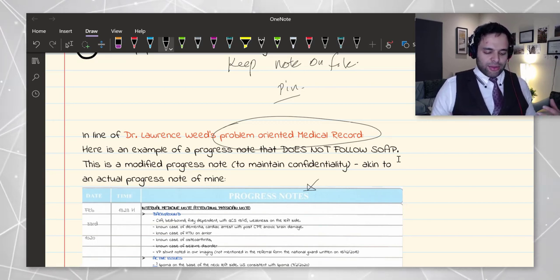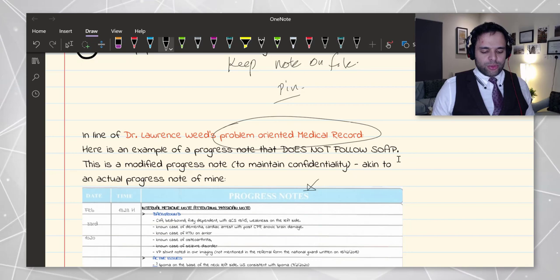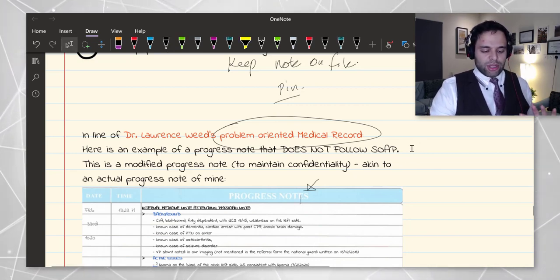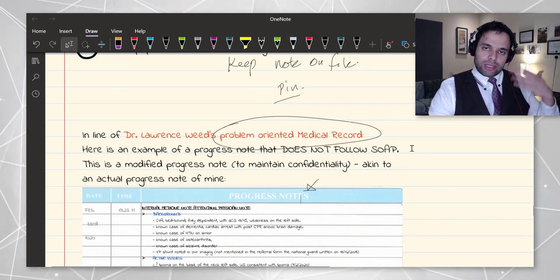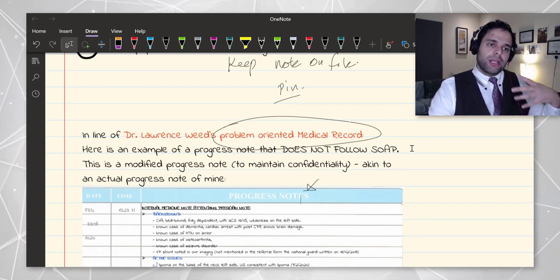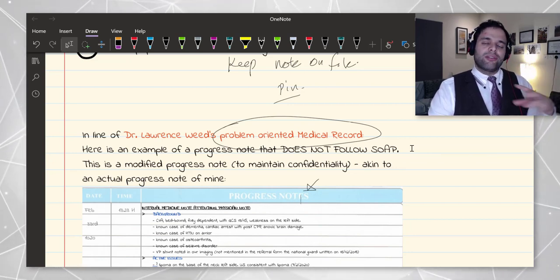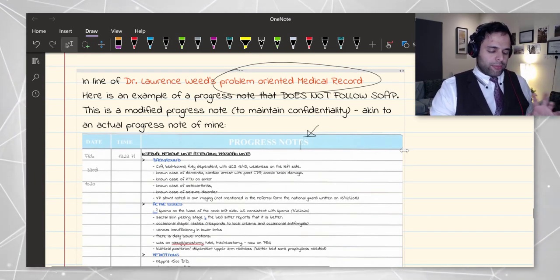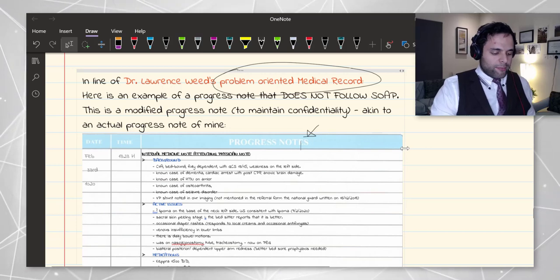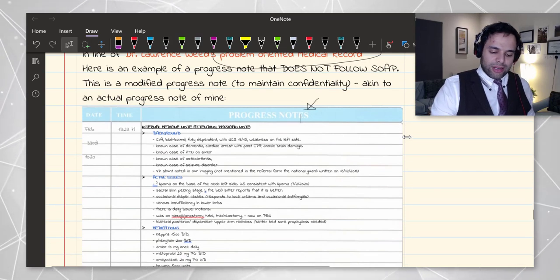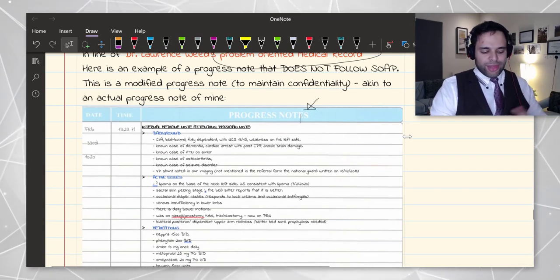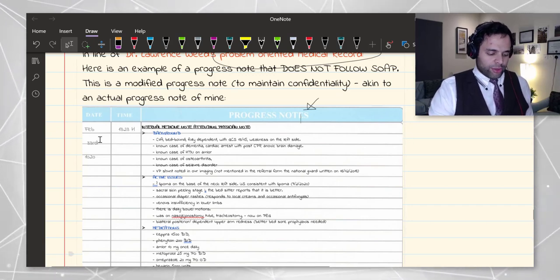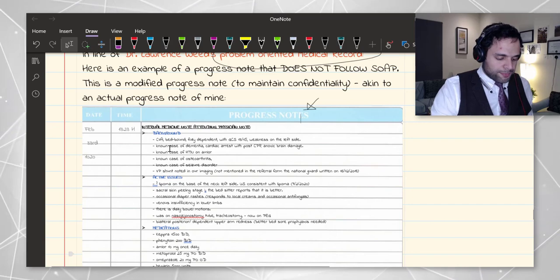Here is an example of an actual progress note that does not follow SOAP, but does follow the problem-oriented medical record kind of schema of keeping a full, integrated, objective way with a cognitive reasoning path on board. This is a modified progress note to maintain confidentiality, obviously, akin to the actual note of mine to an actual patient of mine. So this is February 33rd of the year 1020.